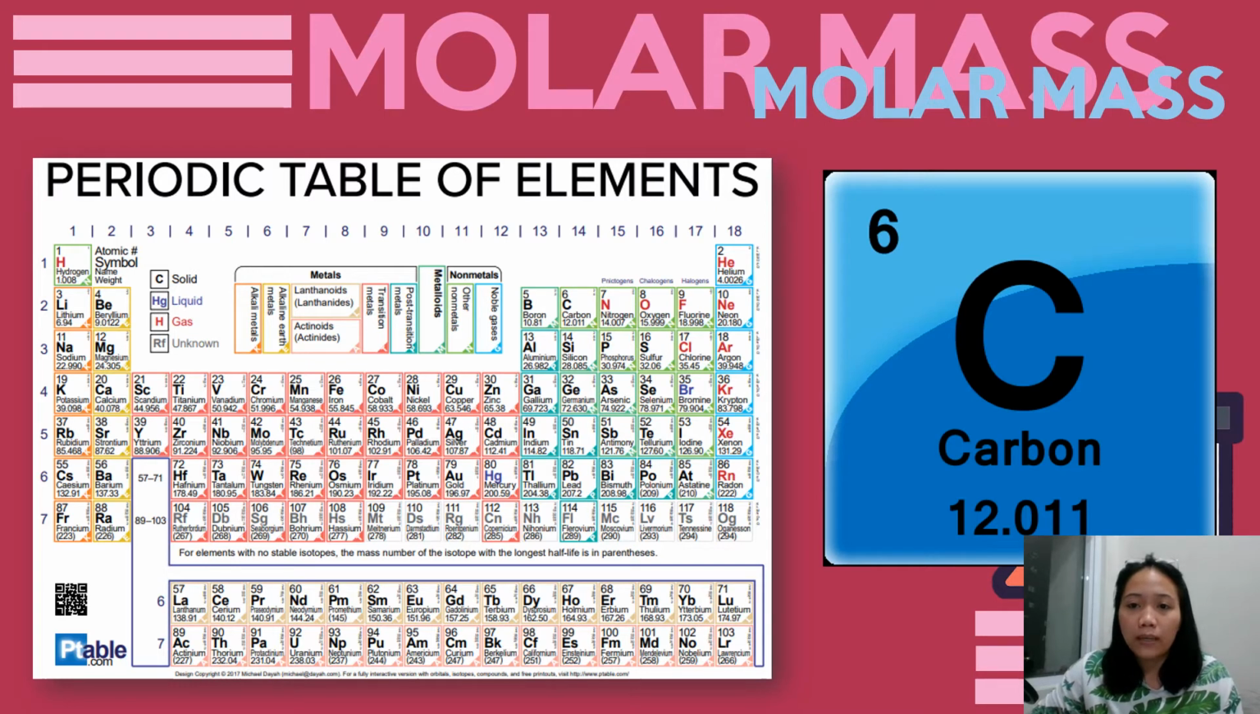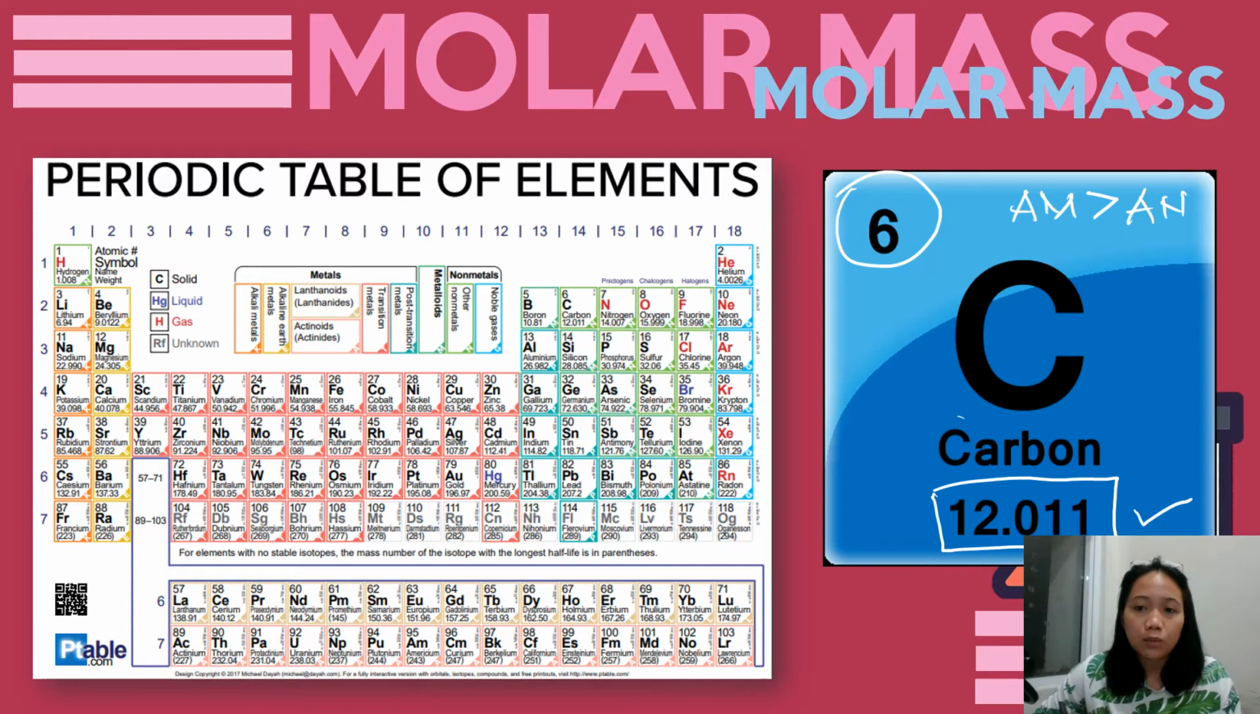And you can also see two numbers in the periodic table. In this case, you have 6 and 12.011. So which of these two is your molar mass? Always remember that your atomic mass is always greater than your atomic number. So in this case, which is greater than which? It's actually 12.011. So that means your 12.011 is your atomic mass. And of course, all atomic numbers are whole numbers, so you will not be confused in that case.